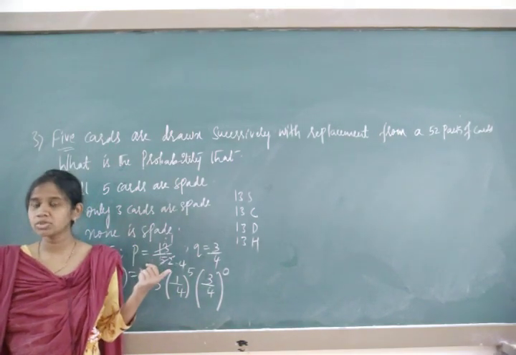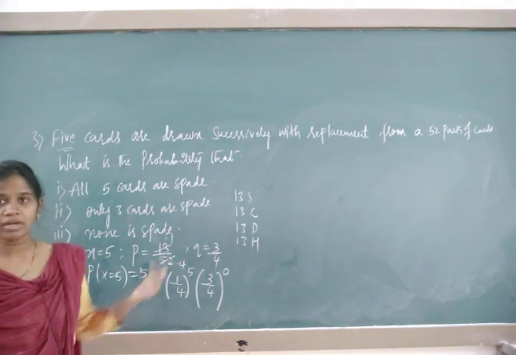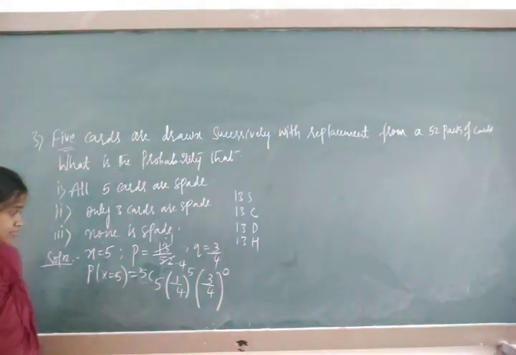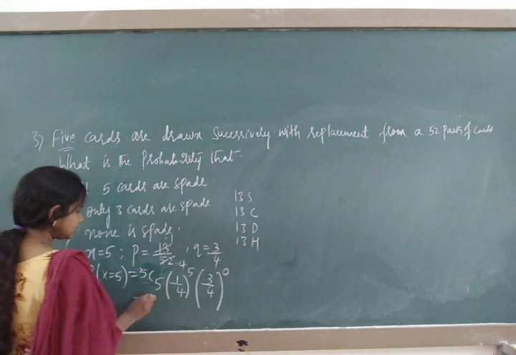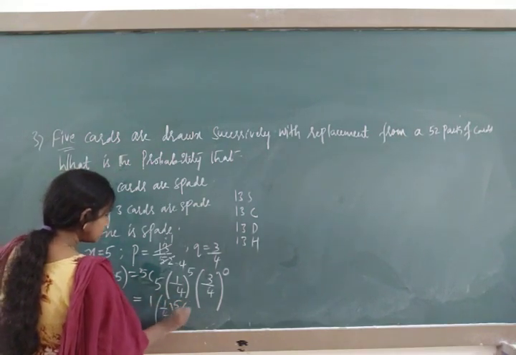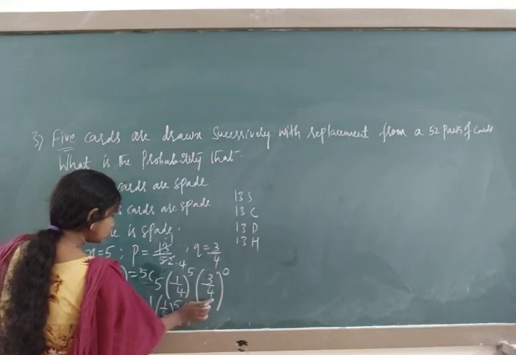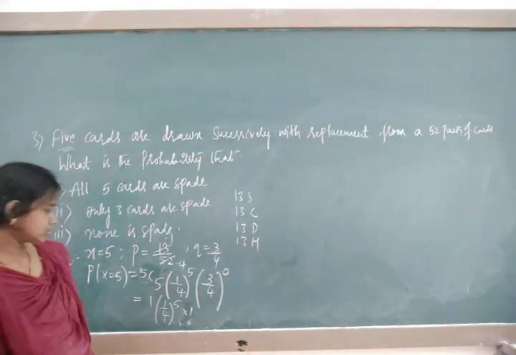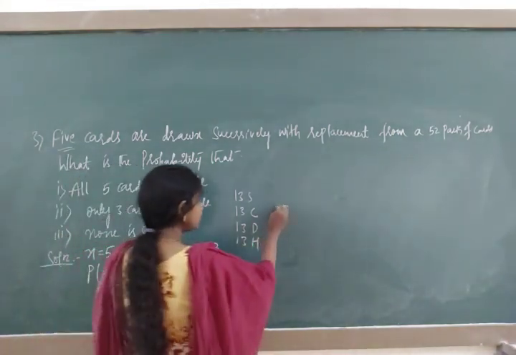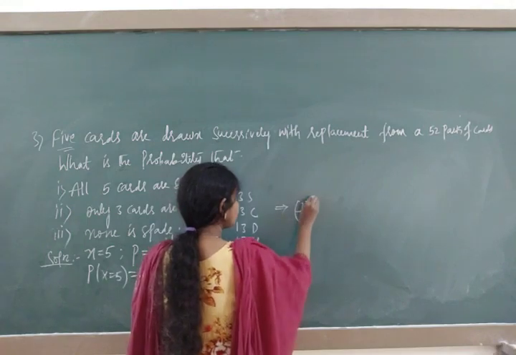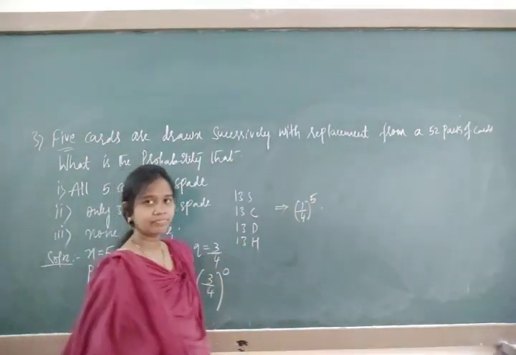For the previous two problems we were getting that, so we had taken the common factor. If you are not getting it, keep it as it is. 5C5 means 1, I will replace this with 1, 1 by 4 to the power of 5, 3 by 4 to the power of 0 means it's 1 again. Anything to the power of 0 is 1. So the final answer will be 1 by 4 whole to the power of 5.